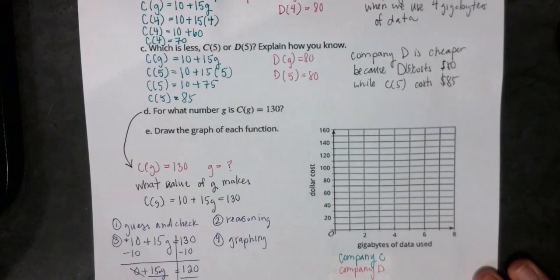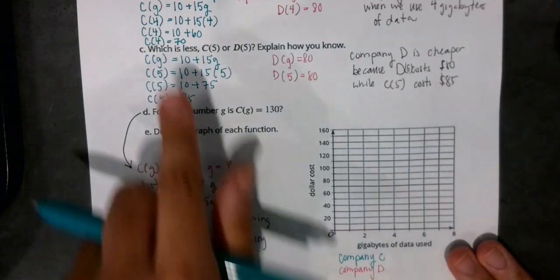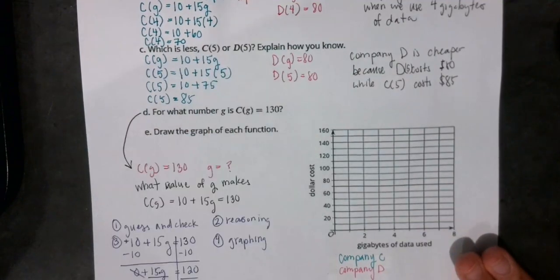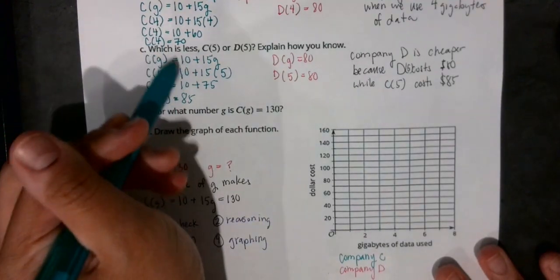Part E asks us to draw the graph of each function, and I did color code this here just because we're going to be graphing 2 lines on the same grid, and it is helpful to understand which line is which. So if we go back to our equation here, or even back to the word problem, we have our equation C of G equals 10 plus 15G. Typically when graphing lines, we need 2 pieces of information, the y-intercept or the starting value, and the slope or how much the item changes each time. For company C, the starting value is the monthly cell phone bill if we use no gigabytes of data, and that is this $10 here.